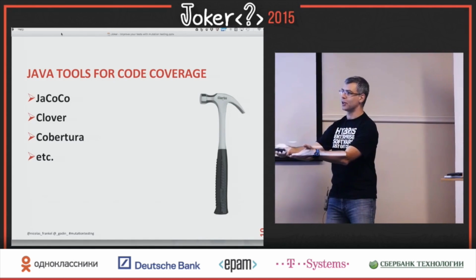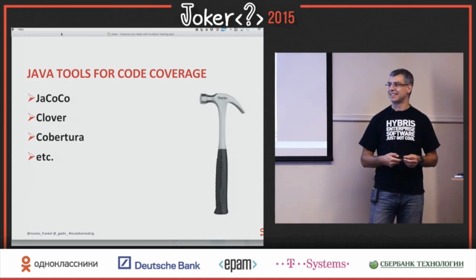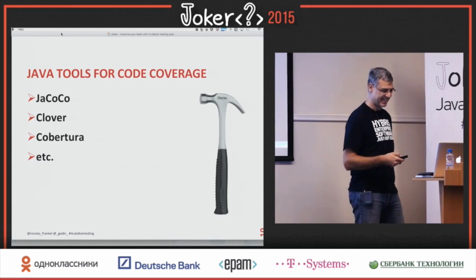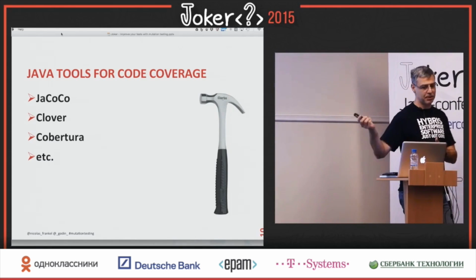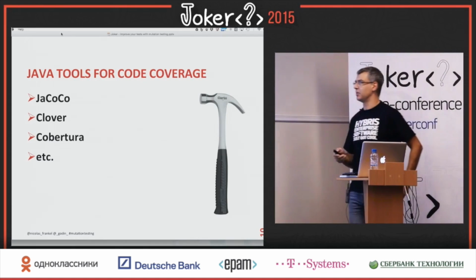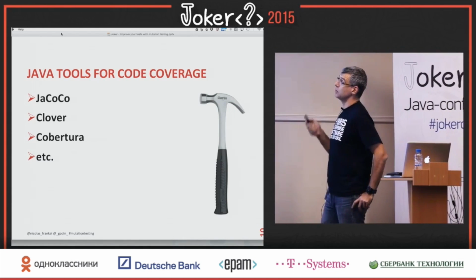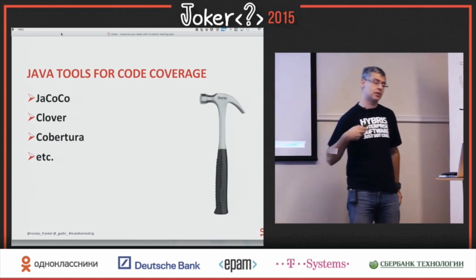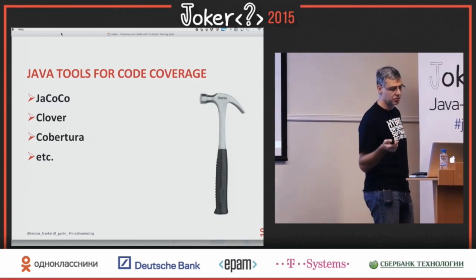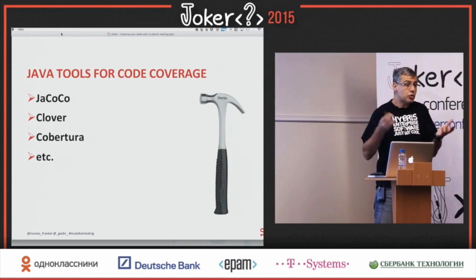And you've got many tools in Java to do code coverage. There is, of course, Jacoco. Jacoco is made by Evgeny, so that's why I'm telling you that. Before that, you had Clover, which was a paid tool. You've got Cobertura. Yeah, we've got tooling to do that.